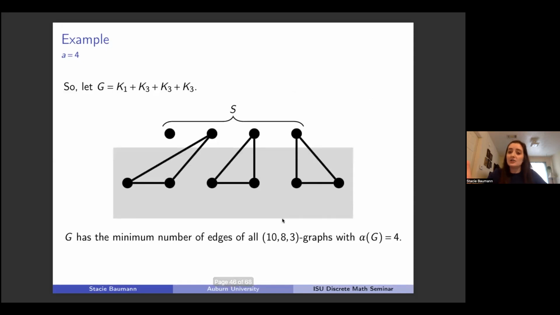So let's define G to be this graph, K1 plus K3 plus K3 plus K3. And that's a disjoint union of cliques. And we just talked about you had to have at least that many edges, so this one has the minimum number of edges. Okay, so that's the weak conjecture part.